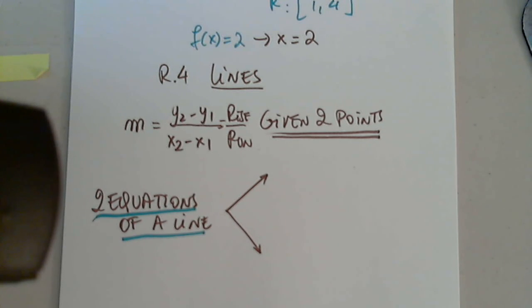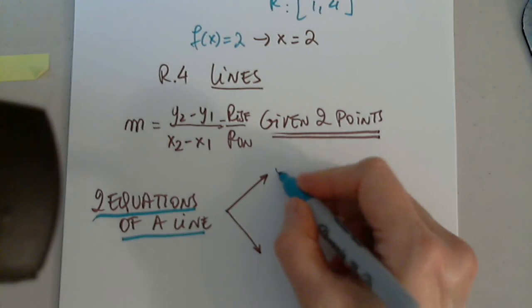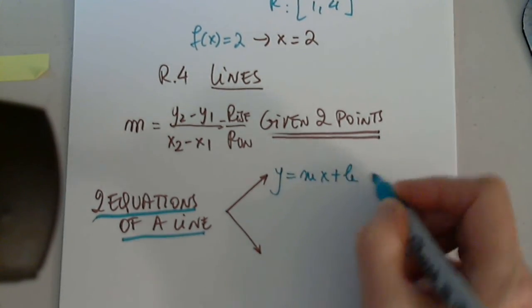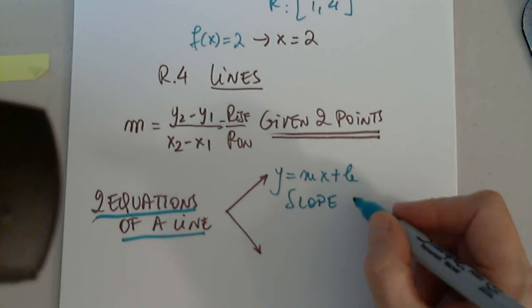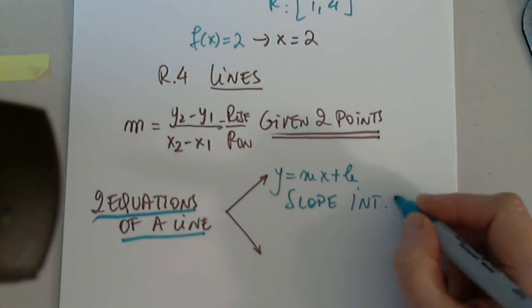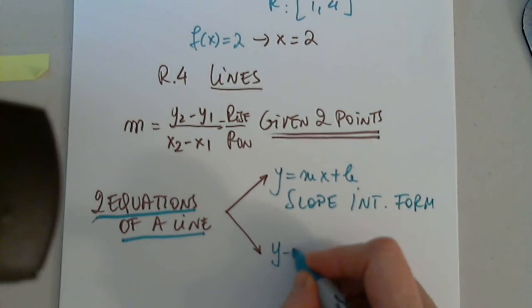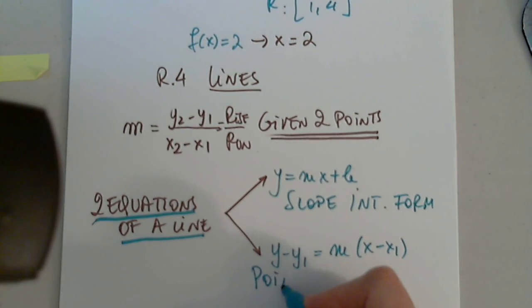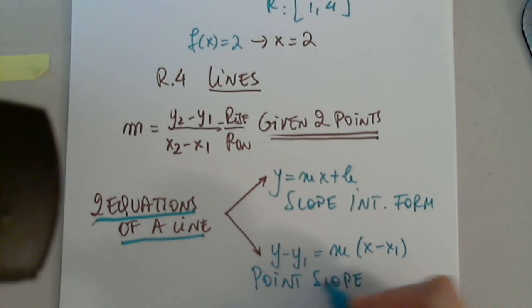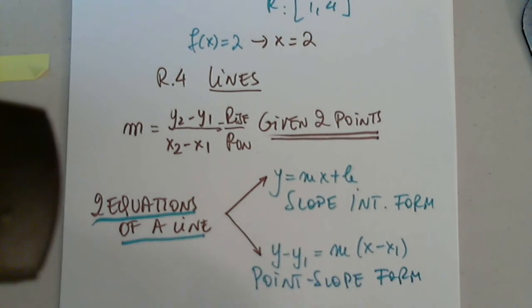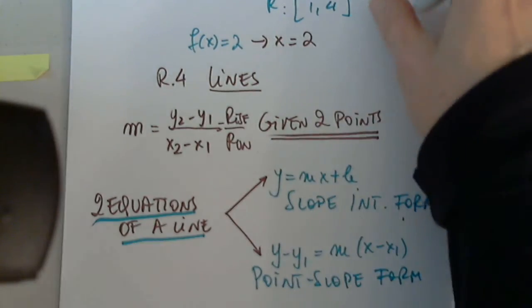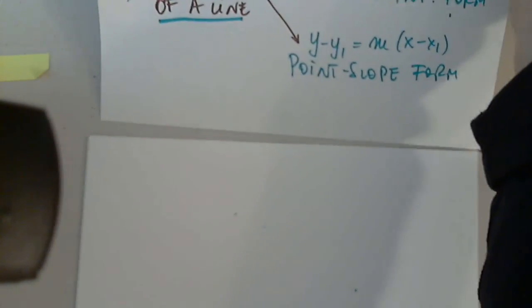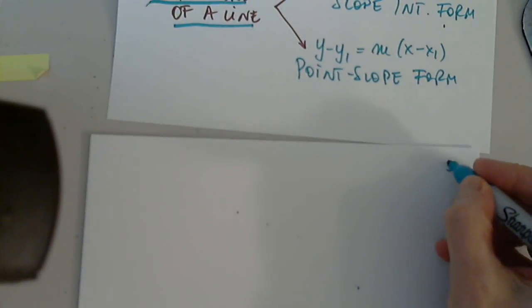Okay. Y equals mx plus b is one of them. The other one is y minus y1 equals m times x minus x1, I think. Point slope form, very good. The first one is slope intercept form, and the other one is the point slope form. Very good. What do we know about parallel lines?